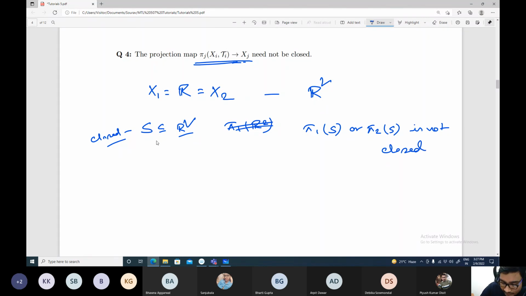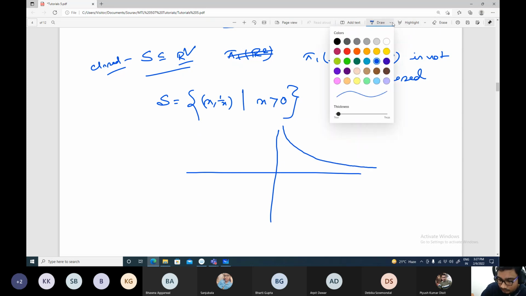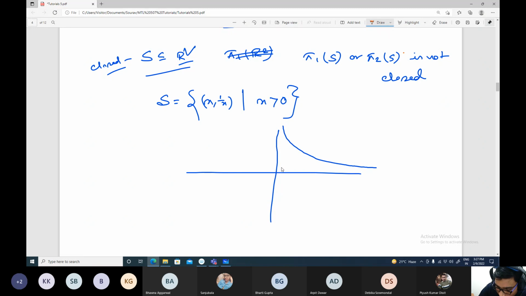So what should be your suitable S? Can you give an example? S is y equals 1 by x, that is, x comma 1 by x such that x greater than 0, right? This curve. If you take the projection, then the image will be this one up to infinity, and this is not closed. Therefore, pi 1 is not a closed map.